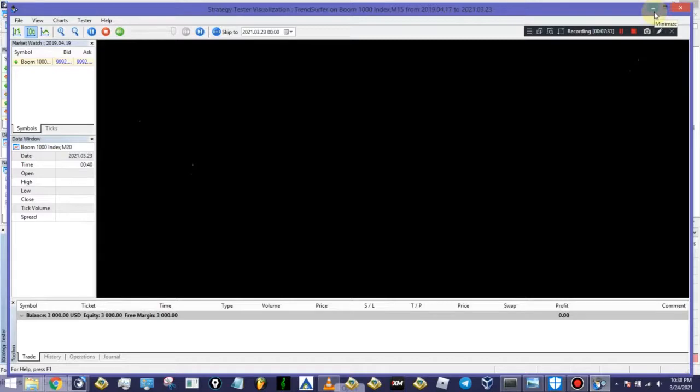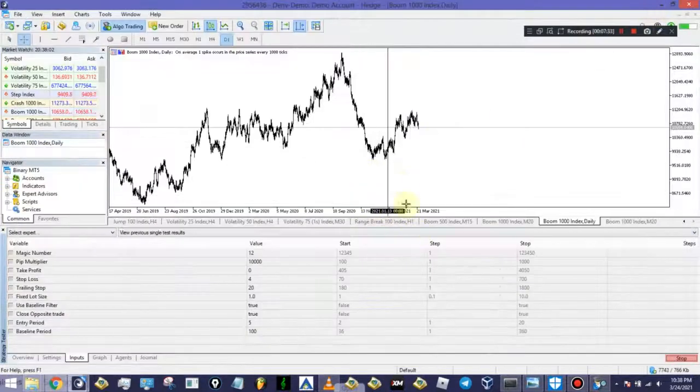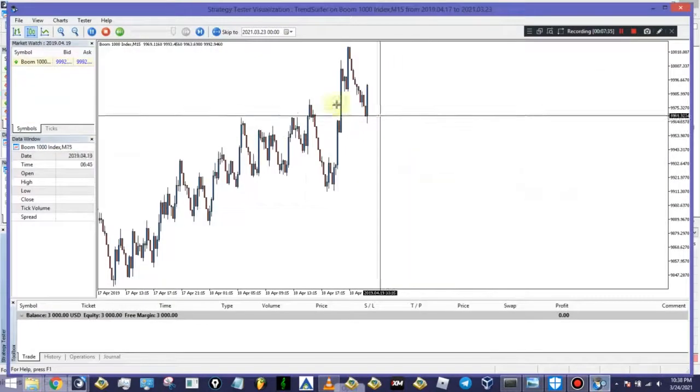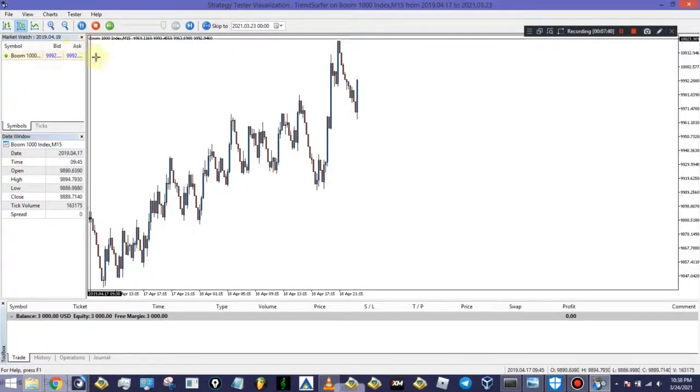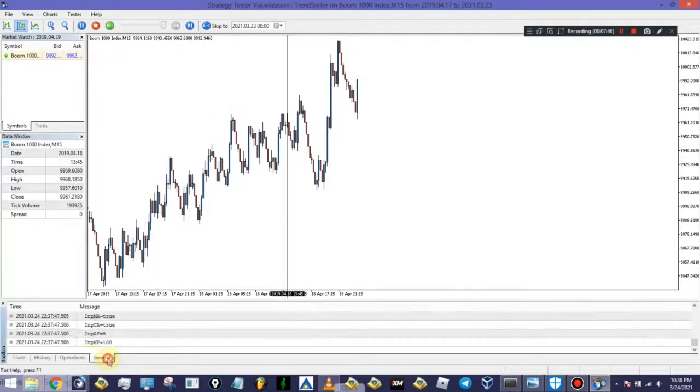In my own personal opinion, this Trend Surfer EA is a bit better, and has a bit of a lower drawdown actually. So it's so much better than the previous one.